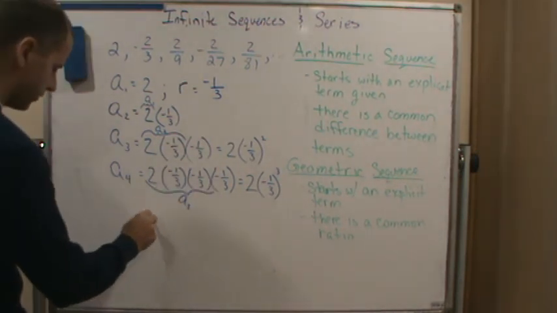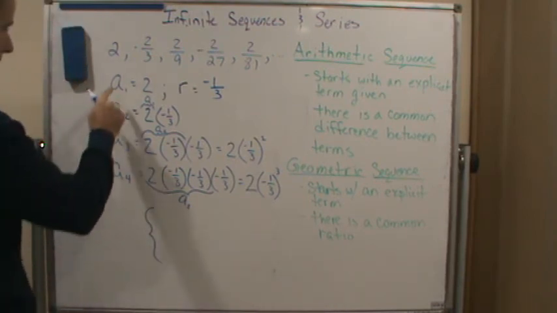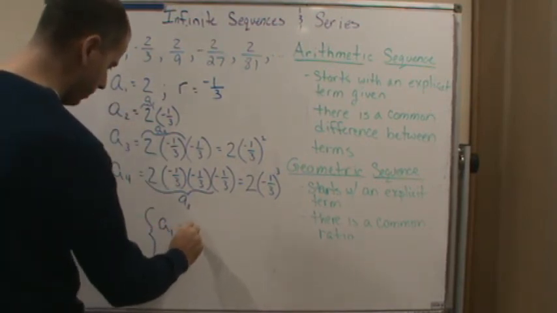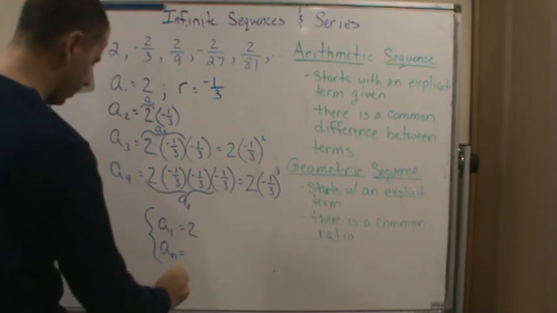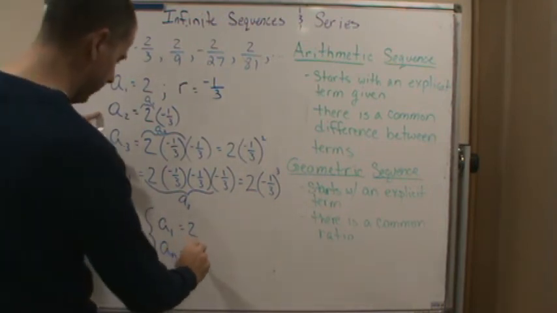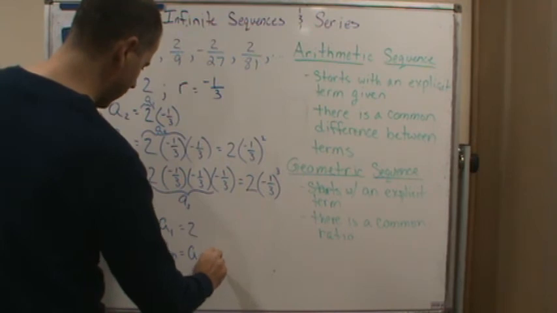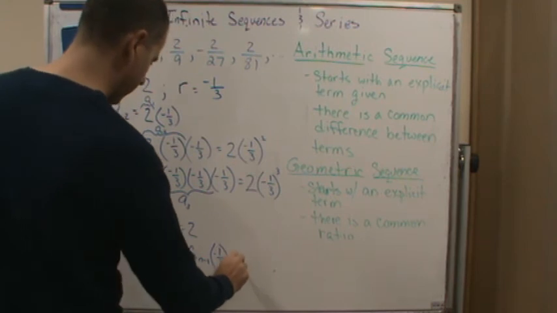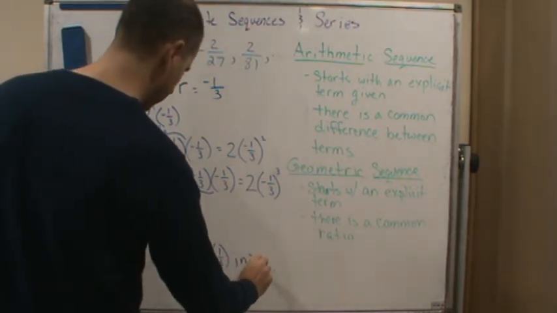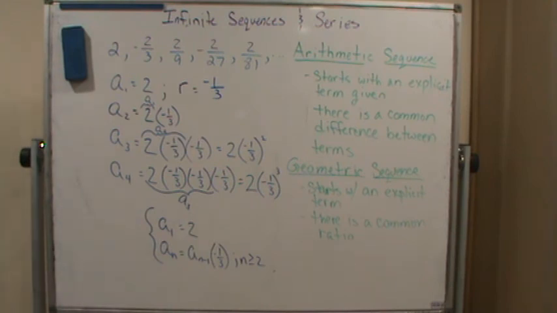And so what do I get? I can define this recursively by saying a sub 1 is equal to 2, and then a sub n equals a sub n minus 1 times negative 1/3 for n greater than or equal to 2. Okay, and that's defined recursively.